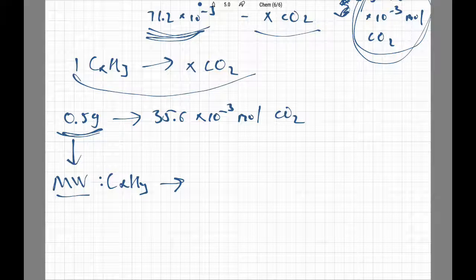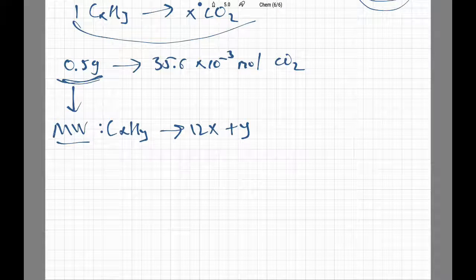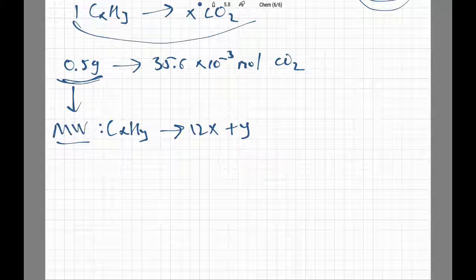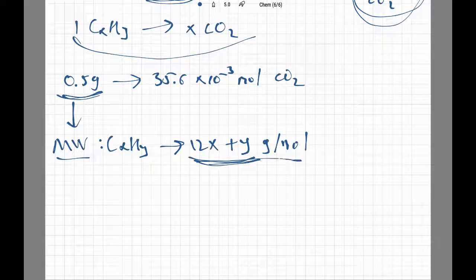The way we're going to find it is we have X number of carbon atoms, so I'm going to say 12X, plus we have Y number of hydrogen atoms, so I'm just going to say Y. 12X because one carbon atom is 12 atomic mass units, and Y because one hydrogen atom is just 1 atomic mass unit. So once you have this and the amount of this compound, we can find how many moles of CxHy we have.